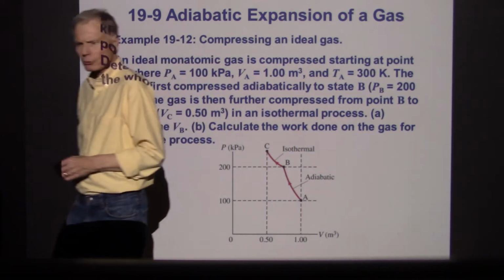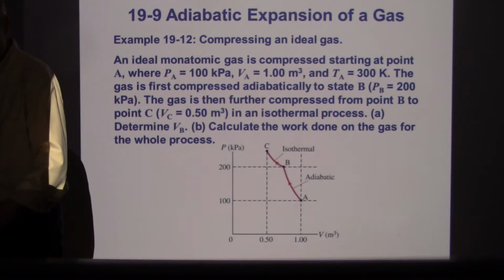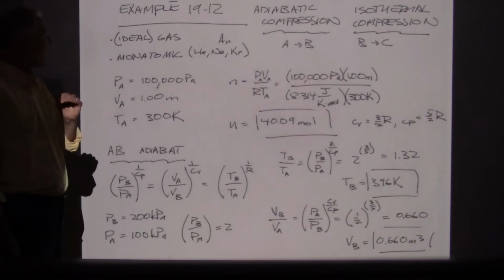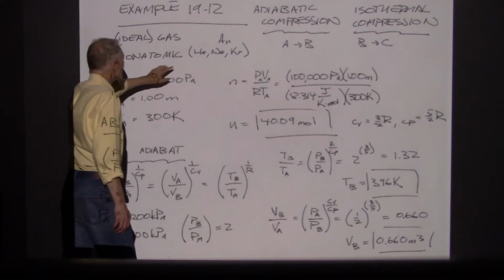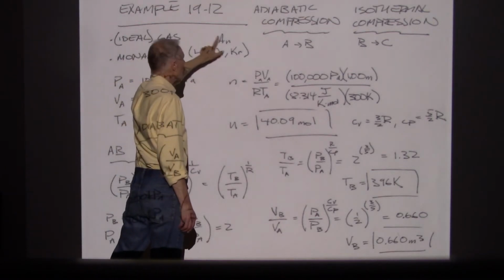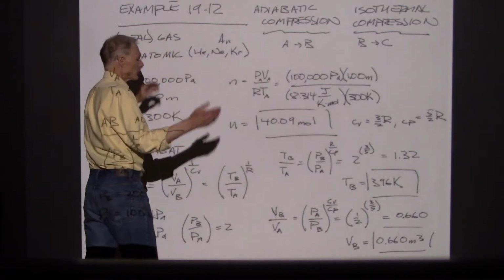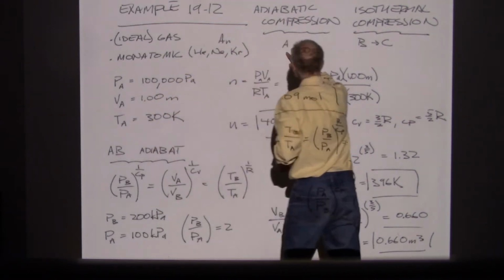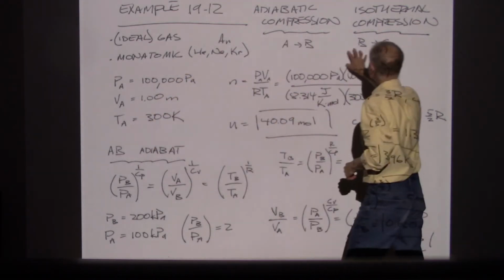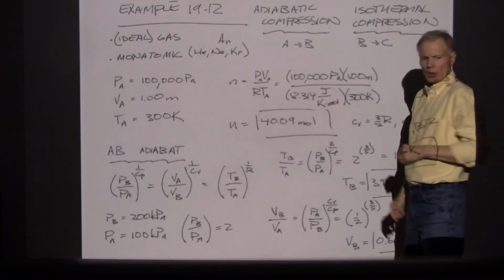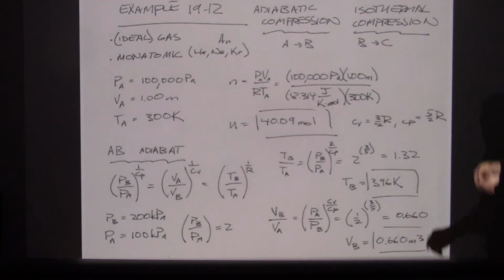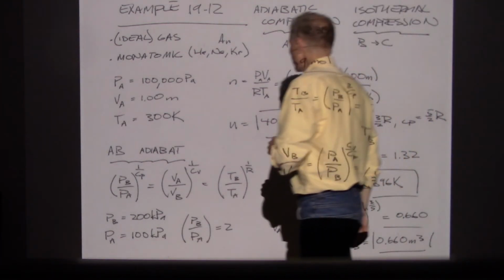Let's just get the pressures and temperatures and volumes everywhere. We found out that that's pretty useful. So it's an ideal gas. It's monatomic. So it's either helium or neon or argon or krypton or xenon or something. And we're going to do an adiabatic compression from A to B, and then we're going to do an isothermal compression. Both of these are compressions. So in both steps, energy will be going into the system through work because there's a compression taking place.